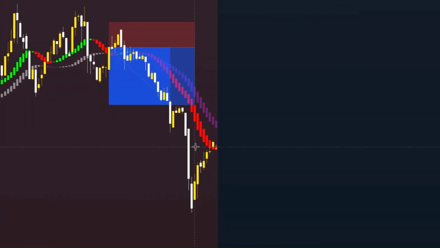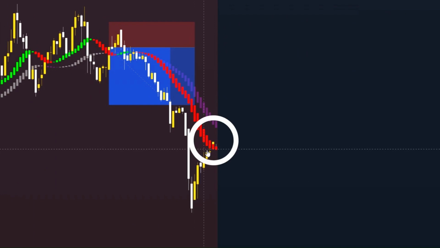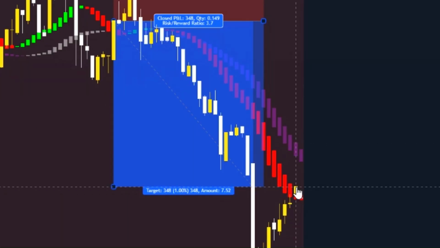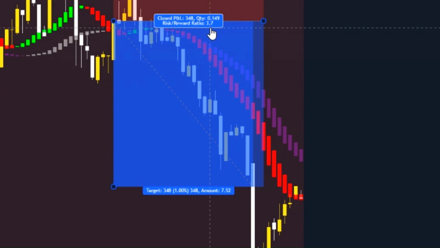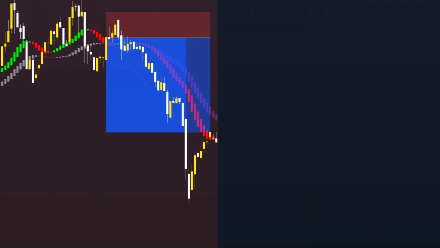The first option for exiting your trade is to wait for price to close above the Heikin Ashi indicator. This would be on the high of this candle right here, and this trade would have netted us a 3.7 risk to reward ratio.